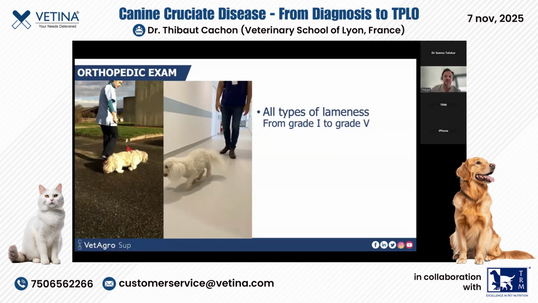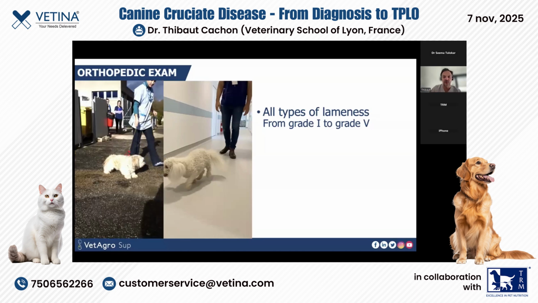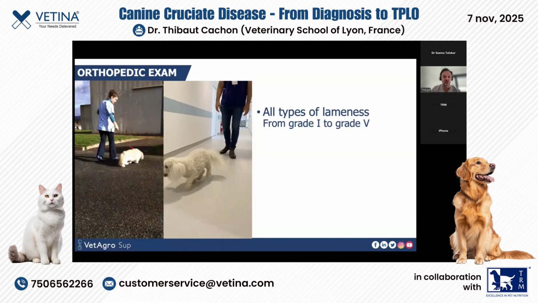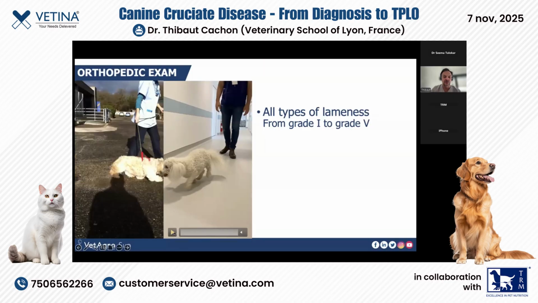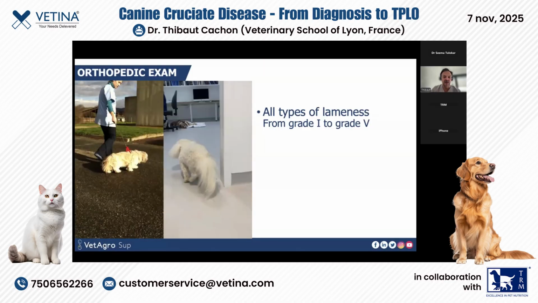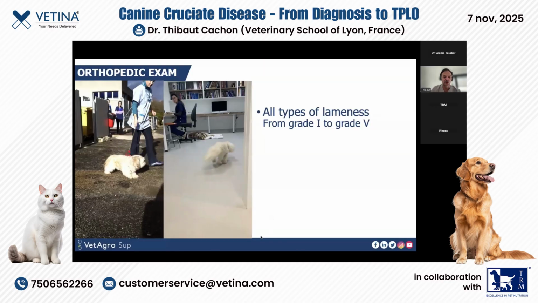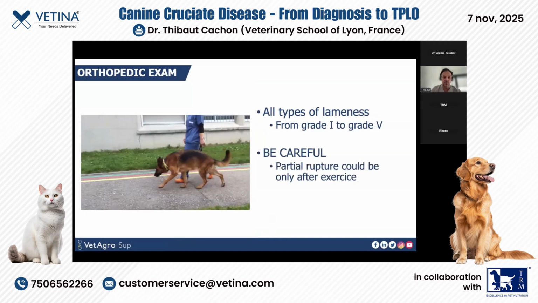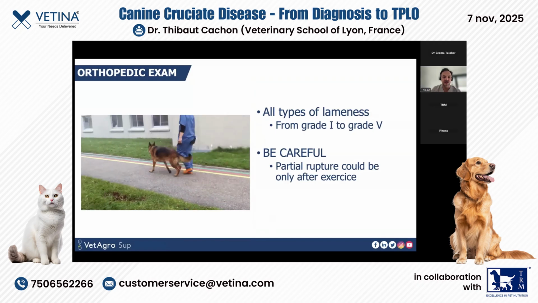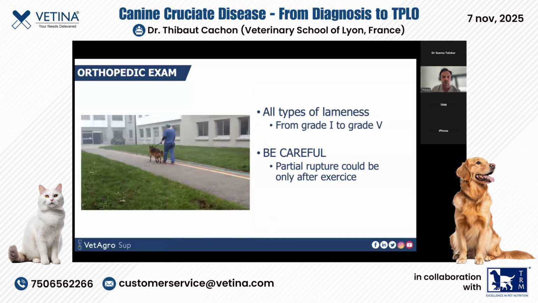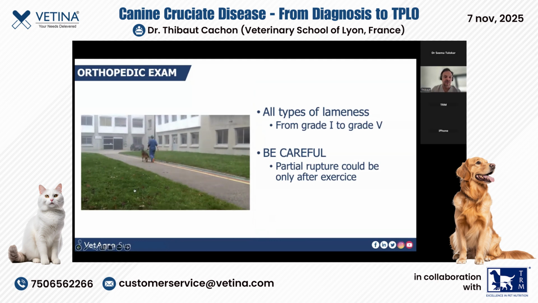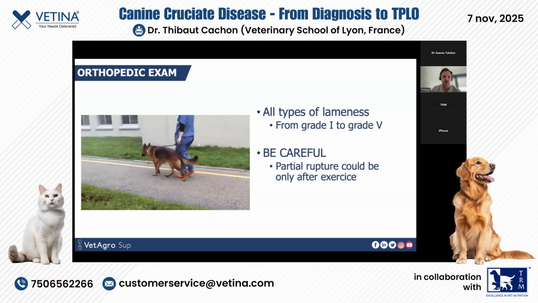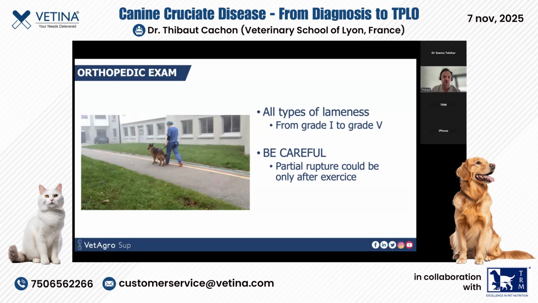But for the cruciate, you can get all types of lameness, from grade 1 to grade 5. You can see on this small dog a lameness on the right hind limb, which is clearly evident. And you can see a much more severe lameness on this one, a grade 5 lameness on this very small dog. But in some cases of partial cruciate rupture, you can get very small lameness. You can see on this German Shepherd a very small lameness on the left hind limb, which is because of a partial cruciate rupture.